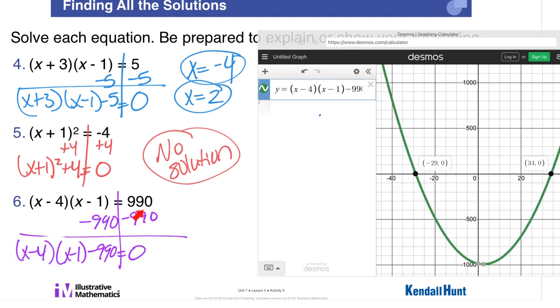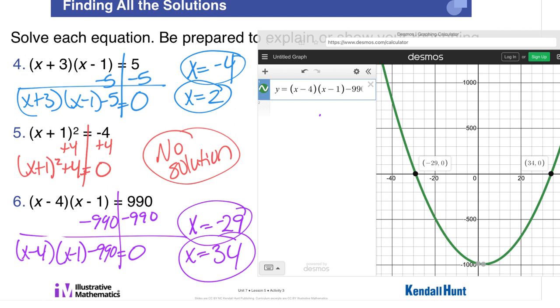If you do it how we've been doing it so far, getting it equal to 0, you would subtract 990 from both sides. You get this equation. And when you graph that equation, you'll see that it crosses the x-axis at negative 29 and 34. Those same answers that we just saw, but it is a little bit easier to find them when they are just crossing the x-axis.